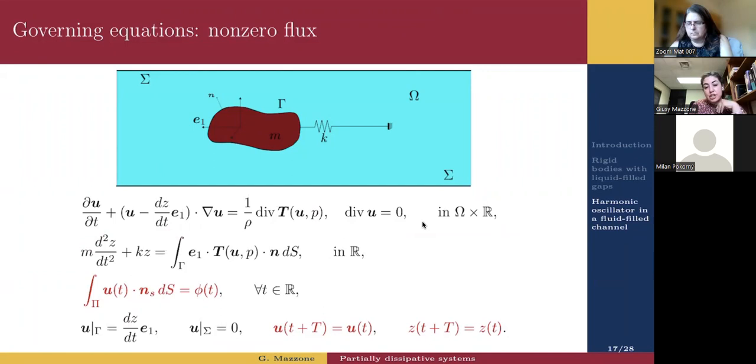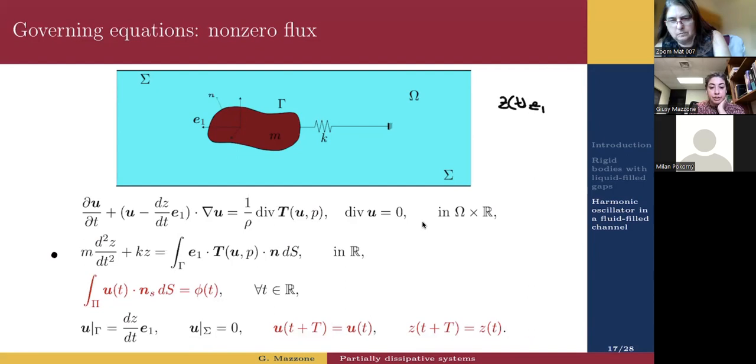And since we are just looking at oscillation, the displacement of the body will be just of the form Z(t) E1, where Z(t) is an unknown and satisfies this second order ODE, with this term on the right hand side, which is the total force exerted by the fluid on the body. And then we prescribe the flow rate, the flux, with this phi. This phi will be given as periodic. And then the no slip boundary condition on the boundary, and of course zero velocity on the channel, and of course periodic conditions.